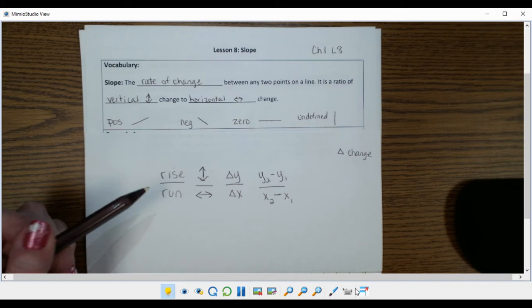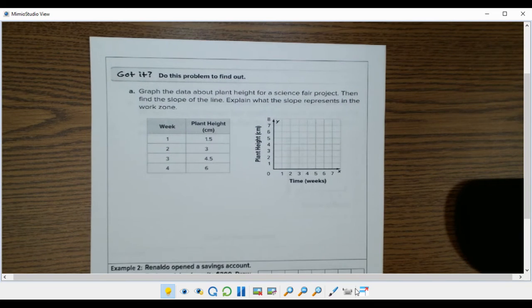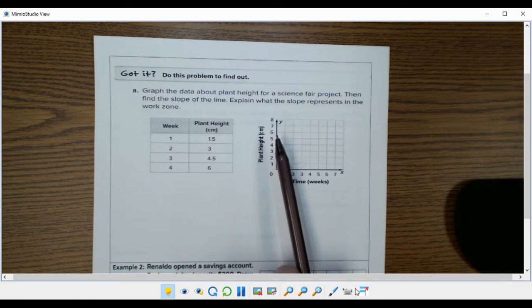Okay, let's look at a problem. It says graph the data about plant height for a science fair project. Then find the slope of the line. Explain what the slope represents in the work zone. All right, so let's graph this. They happen to have told us that the time will go on the x-axis and the height will go on the y-axis. So now I just have to make some dots.